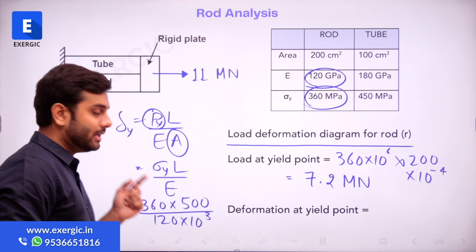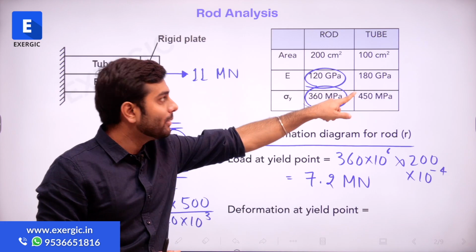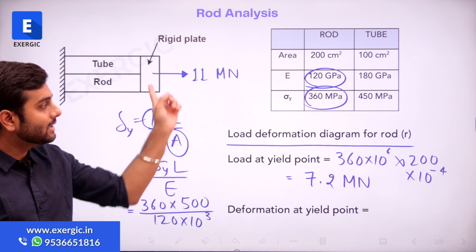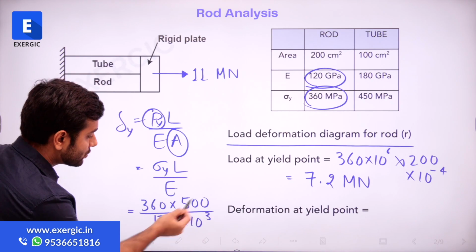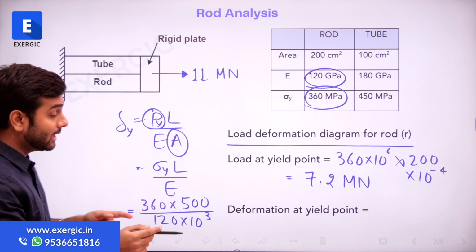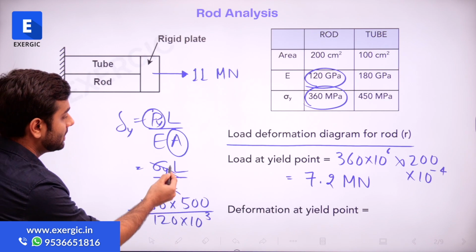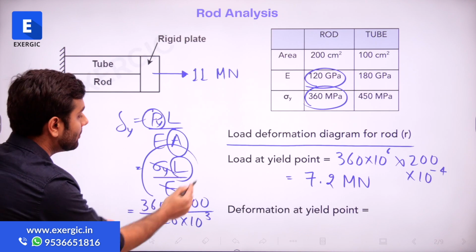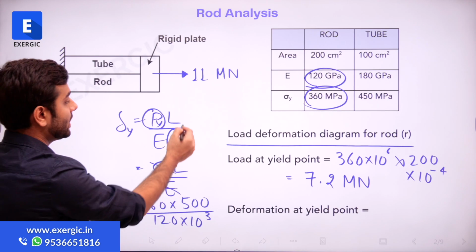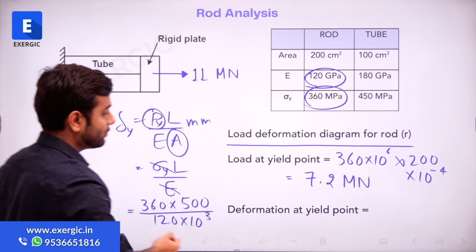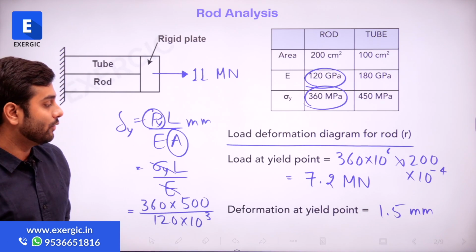Now since sigma and E, both of the units are similar, you can convert gigapascal to megapascal by multiplying it with 1000, and then megapascal will cancel. So E was in gigapascal, I multiplied that with 1000, and now sigma and E will have megapascal each, they will cancel out. Length I have kept in mm only, because if these two units cancel, the length unit will be the unit of the combined expression. The length unit here is mm, so the combined answer that I will get for deformation will be in mm. So when you solve this, you will get 1.5 mm. This will be the deformation at yield point.